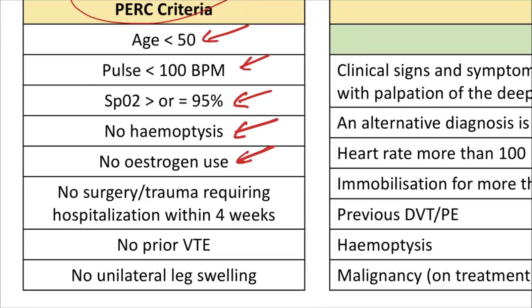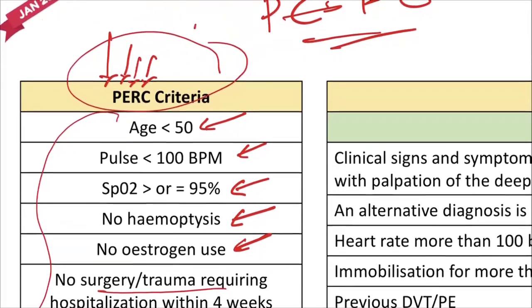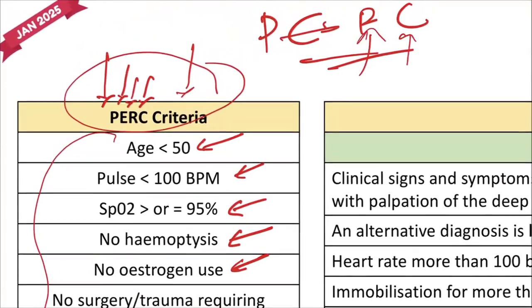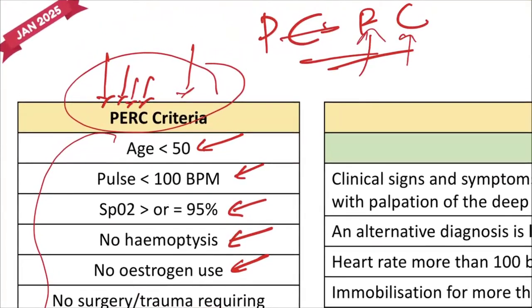He or she is not on any estrogen use for any matter. Mainly, we are talking about OCP pills here, which have estrogen. No surgeries or hospitalization in the last 4 weeks. No previous history of DVT or PE. No unilateral leg swelling. So all these criteria should be satisfied. If all these criteria are satisfied, using the PE rule-out criteria, you can rule out the PE. It is a rule-out criteria. No investigation is required.